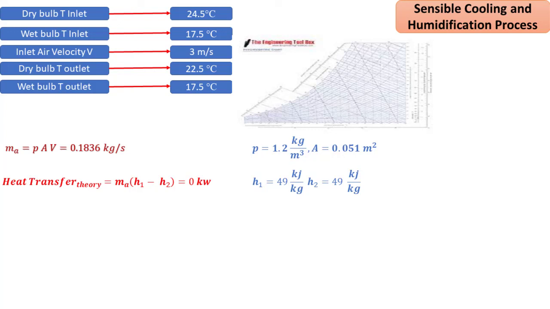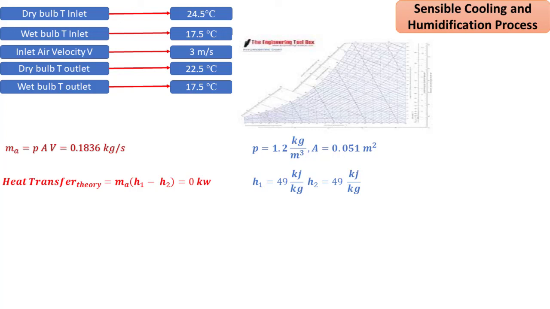So we can easily calculate flow rate as rho A V. The density of the air is 1.2 kg per meter cube, the area of the duct is 0.051 meter square, and the velocity is 3 meter per second. So we will get the flow rate as 0.1836 kg per second.